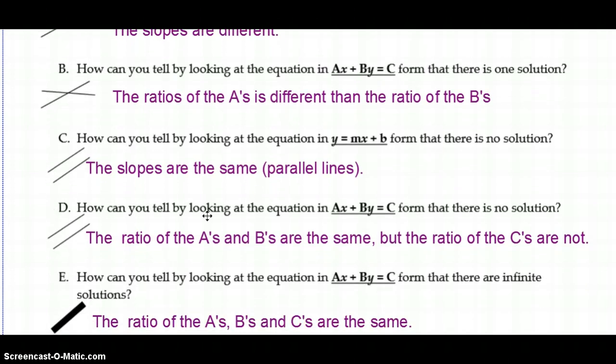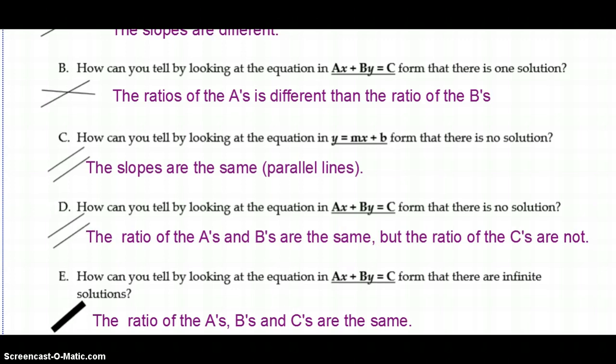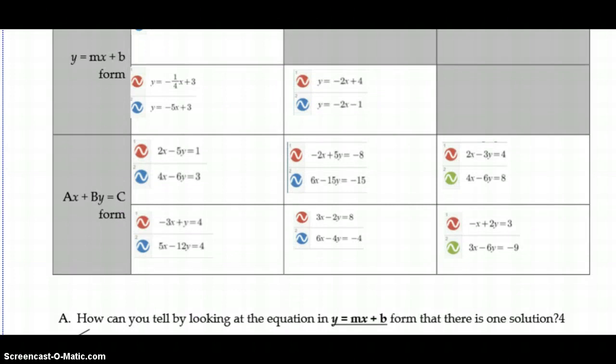Part D: how can you tell by looking at the equation in ax plus by equals c form that there is no solution? This is where the ratios of the a's and b's are the same, but the ratios of the c's are not. So I'm going to scroll up to an example here so you can see what we're referring to. To calculate the ratios of those a and b values, the a's are the numbers in front of our x's. So in this case, negative 2 over 6. If we reduce that to lowest terms, we get negative 1/3. Do the same for those b values, the coefficient in front of your y, and we get the same ratio, negative 1/3. Negative 8 over 15, though, will not give us negative 1/3, and that's how we know we have no solution.